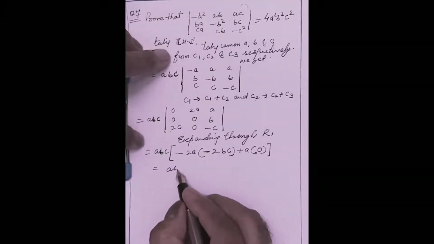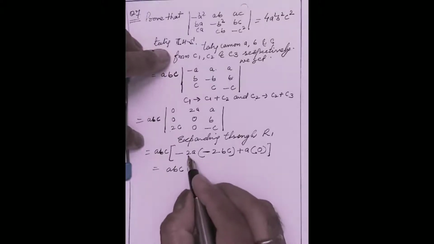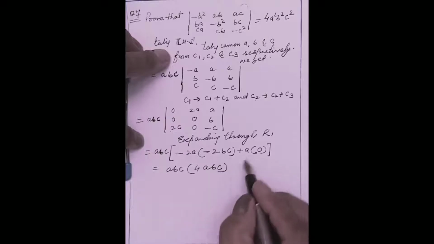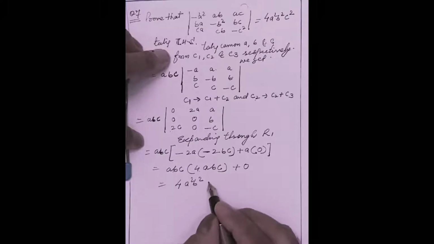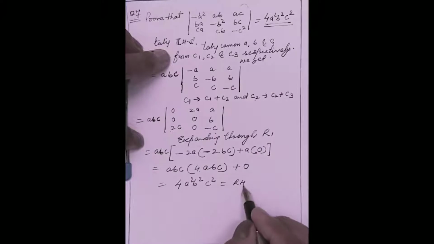So A, B, C outside, and inside minus minus plus, 2 2s are 4 times A, B, C here, and this is 0. So 4 is outside, and A into A square, B into B square, C into C square, which is equal to the right hand side. Hence proved.